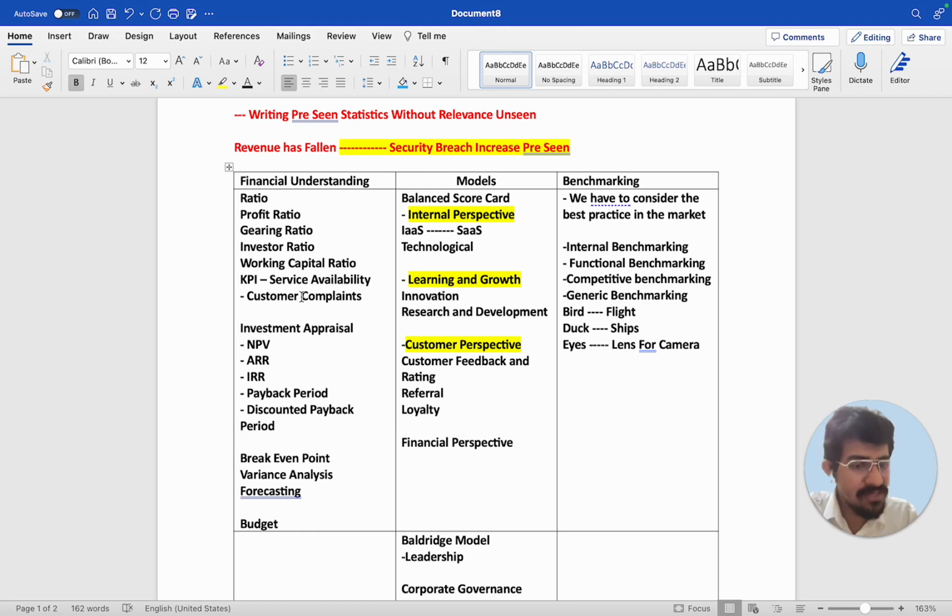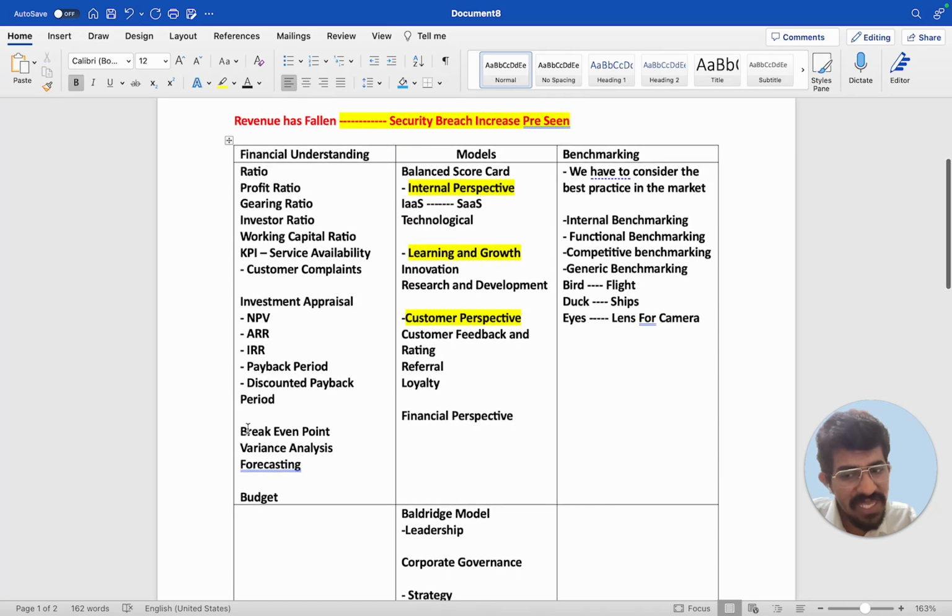KPIs may be asked to develop, so you have to think a little industry-based. Don't repeat the same KPIs that are given in the pre-seen. Think and write. Now in investment appraisal, once again, students should have an idea of NPV, ARR, IRR, payback period, discounted payback period, and then break-even point. It's there in the textbook. I don't think they may test it because it's very easy here. Basic costing, variable cost, and then variance analysis, forecasting, and budget.